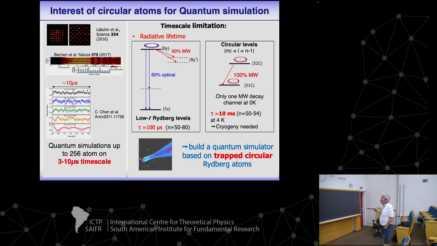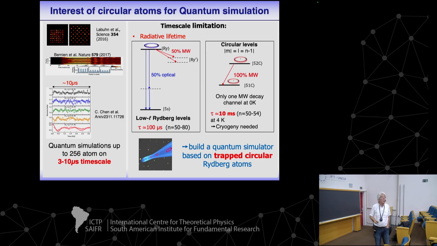If you switch to circular atoms, it goes another way, which is much more advantageous. The point is that if you consider a circular state, let's say the 52 circular level, which is your favorite, then there is only one decay channel. You have no optical decay channel for the circular level, because the dipole selection rule tells you that the only dipole transition from here to have efficient spontaneous emission is a microwave channel to the next circular level.